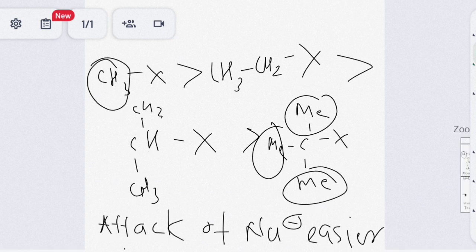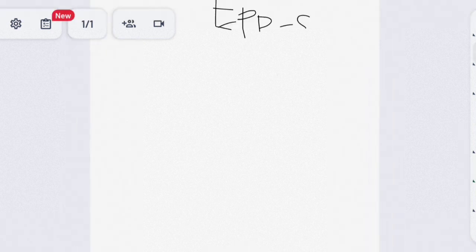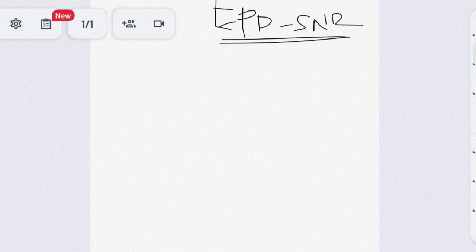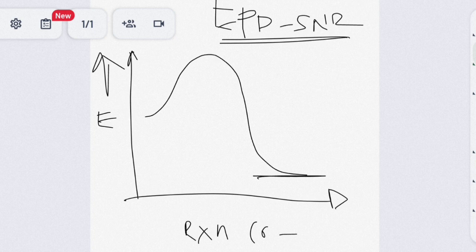It's very easy. Now one more last thing about SN2, which is very important, is the energy profile diagram. Energy diagram of SN2. Here the y-axis is representing the energy, and this is the reaction coordinate. Here you will have a graph in such a way. These are the products.